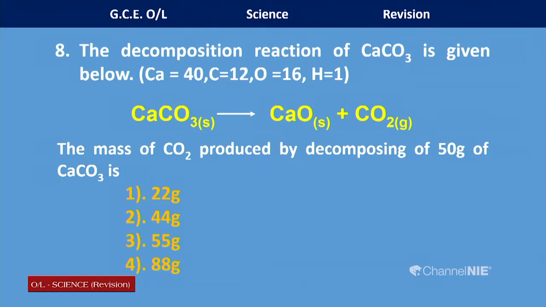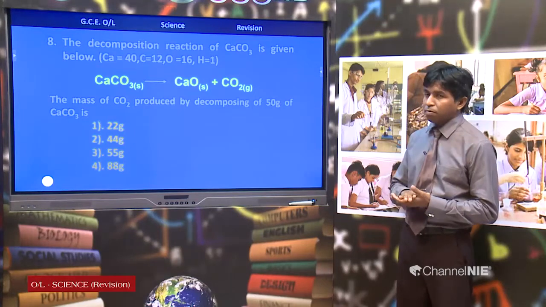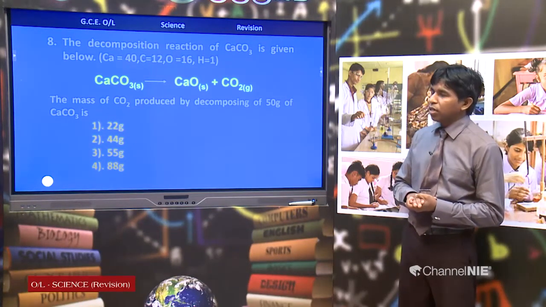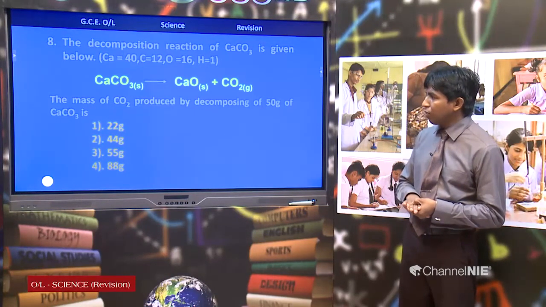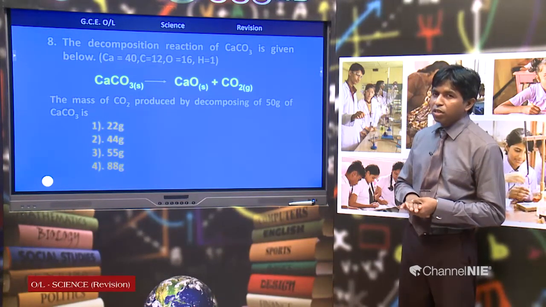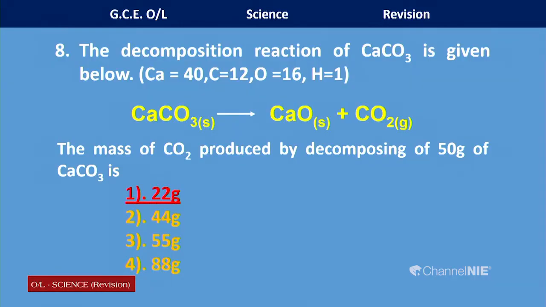You can get the answer even without doing the calculation. From 100 you get 44, therefore from 50 you will get 22 grams. So, the mass of CO2 produced by decomposing 50 grams would be 22 grams of CO2. So, the answer is the first one, 22 grams of CO2.